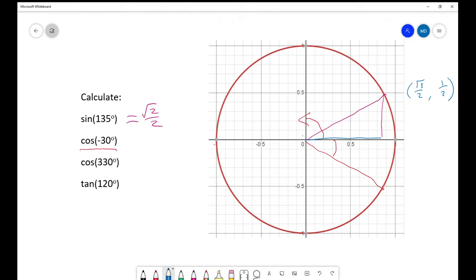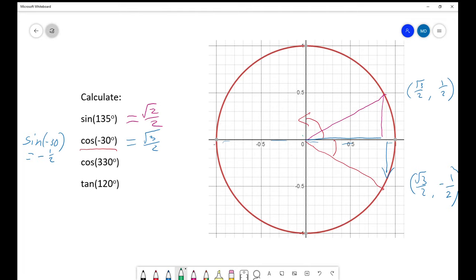But in the mirror, because now we're reflecting in the x-axis, the x value actually remains the same, and the y value ends up negative. So we can say that cosine of negative 30 is in fact exactly the same as cosine of 30, which is root 3 over 2. Whereas sine of negative 30 would have been negative 1/2, because the y value has gone negative in this reflection.